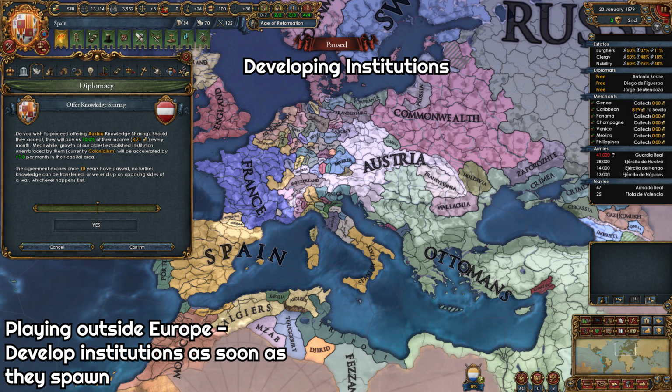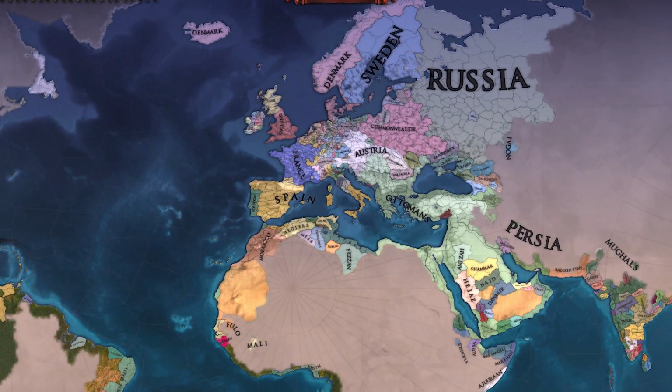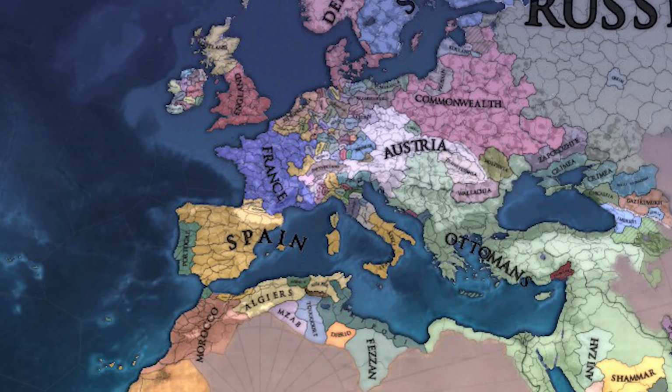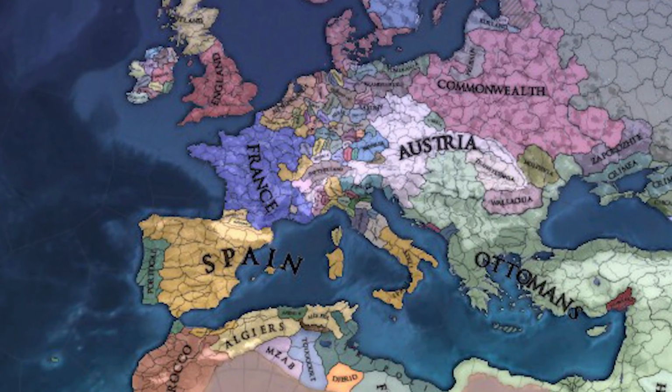So there you have it. That is all you need to know about institutions. Now it should be clearer on what spawns an institution and when to wait for the institution to get to you or just develop it yourself. I hope this little guide was helpful.